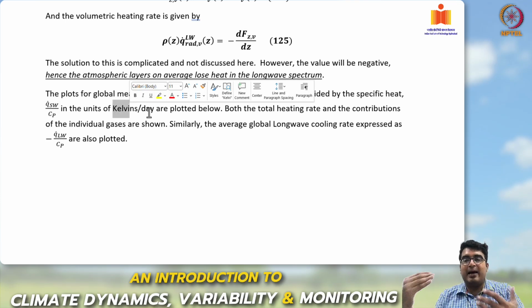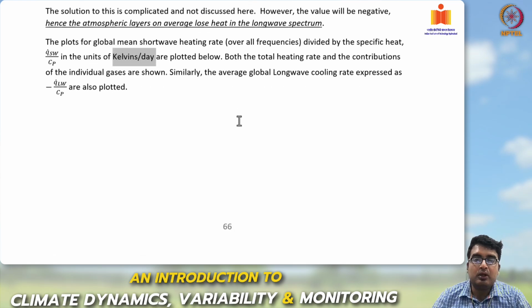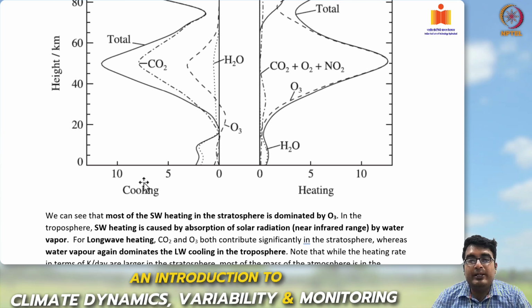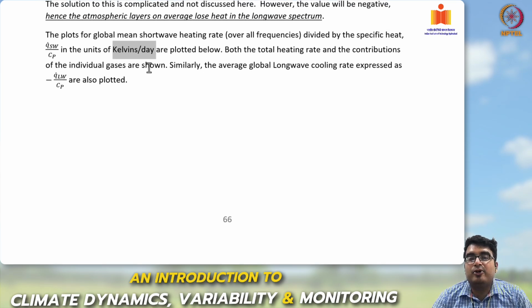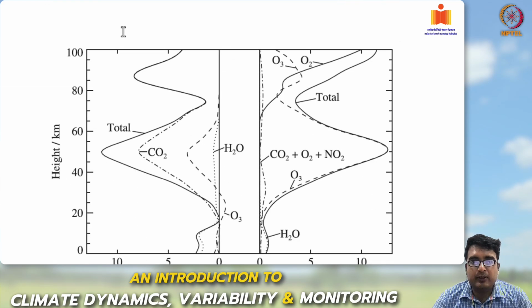So here we use the appropriate units. Remember, the total heating rate is equal to the mass times Cp times the change in temperature. So heating rate divided by mass and Cp gives you the change in temperature. That is what it is giving, kelvins, and there is a time unit also, so it's kelvins per day. So we are plotting the heating rate and cooling rates in terms of kelvins per day, and the total heating rate contributions are shown. Similarly, the global longwave cooling rate is also expressed.